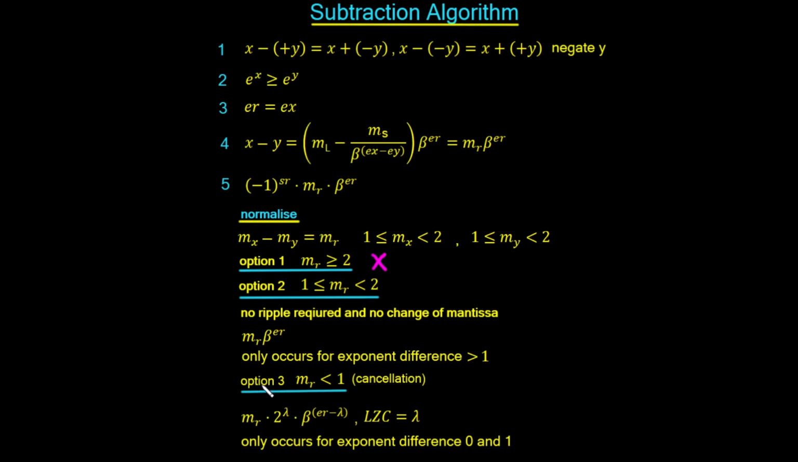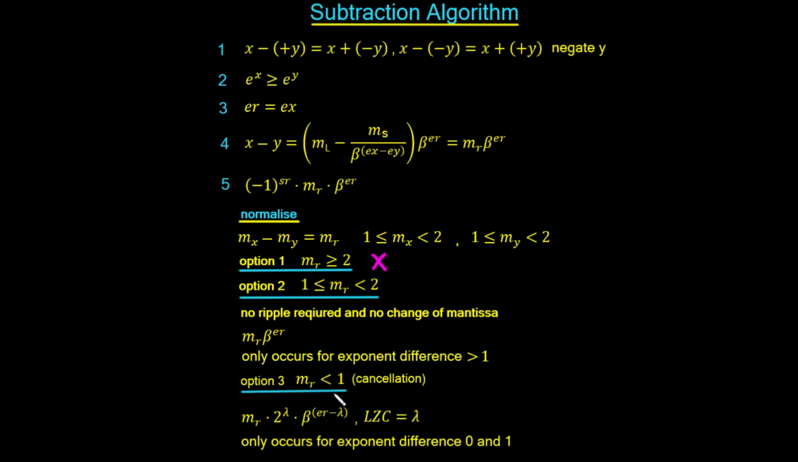Now, the other option here is option 3, and that is when we have the cancellation. That is when the mantissa for the result is less than 1. So when the mantissa of the result is less than 1, we can count the leading zeros for the mantissa, and then we can change the final result. What we do is increase the mantissa for the result to ensure that it's a value between 1 and 2. And in doing so, we're going to have to decrease the exponent by that same factor. So the exponent is going to be beta to the ER minus lambda.